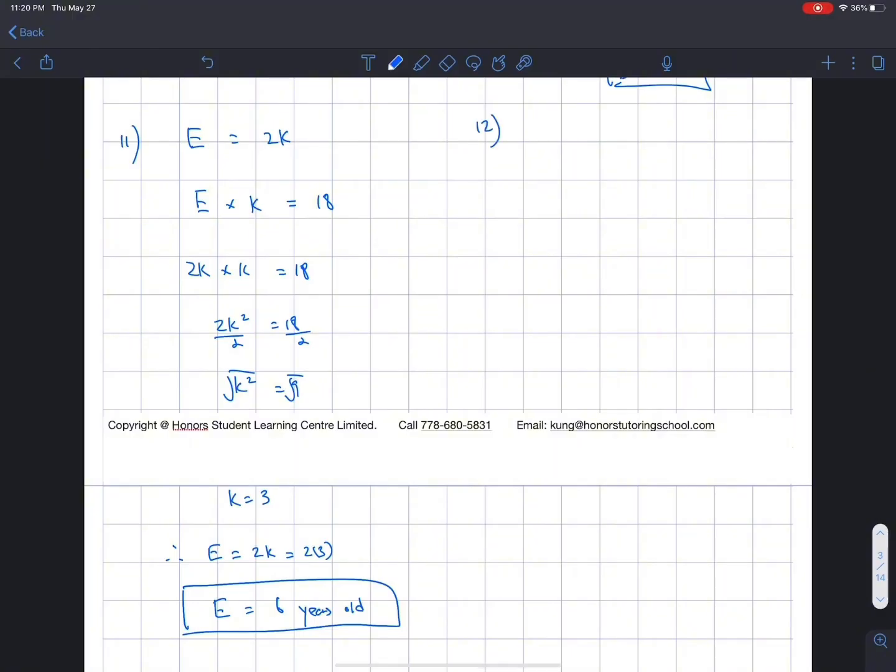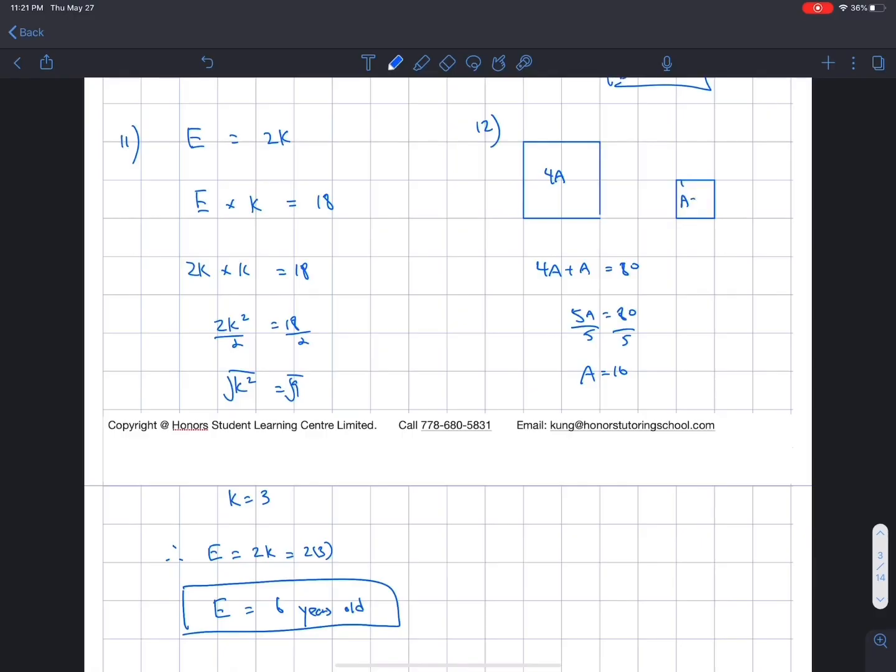Question 12. A larger square has an area 4 times a smaller square. So a larger square and a smaller square. If this has an area of a, this has an area of 4a. The area of the two squares is 80. So I can say 4a plus a equals to 80. 5a equals to 80. Divide both sides by 5, we get a equals to 16.